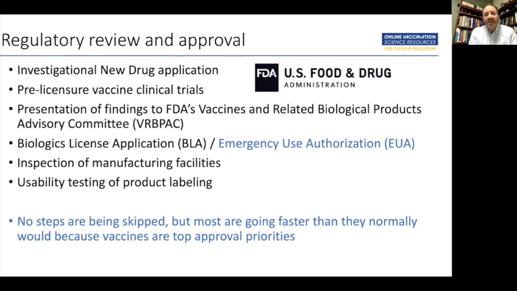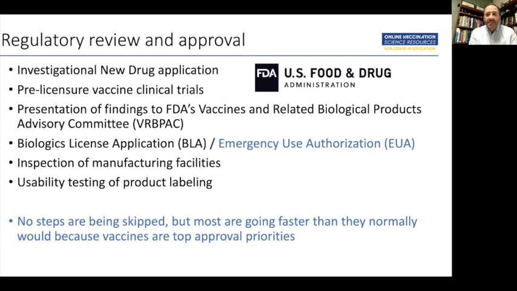Presentation of the findings and discussion by the FDA's Vaccines and Related Biological Products Advisory Committee, VRBPAC, which is why we use the acronym. And then biologics license application and inspection of manufacturing facilities and usability testing and product labeling, all sorts of different things along the way. Both of the mRNA vaccines that are now in use in the US have gone through this process and have gotten what's called an EUA, or emergency use authorization, which basically fast tracks them for production. It puts them at the top of the list.